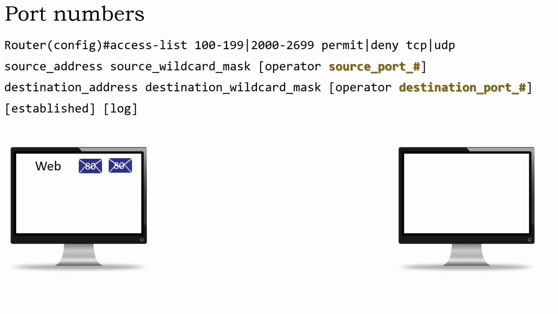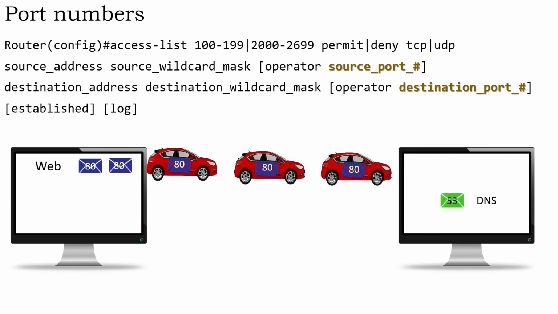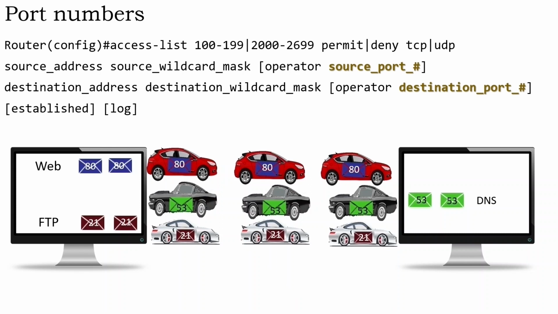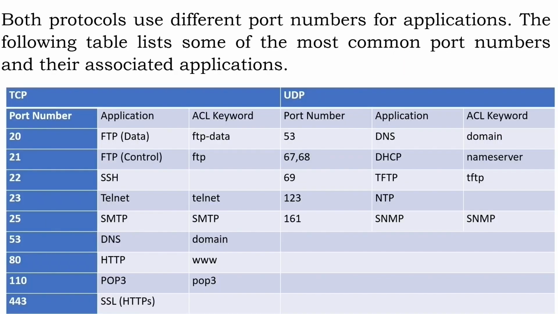Both protocols can simultaneously transport data of many applications. Both protocols use a unique number for each application to keep its data separate from other applications. These numbers are known as port numbers. Both protocols use different port numbers for applications. For the CCNA exam, you should know the following port numbers.